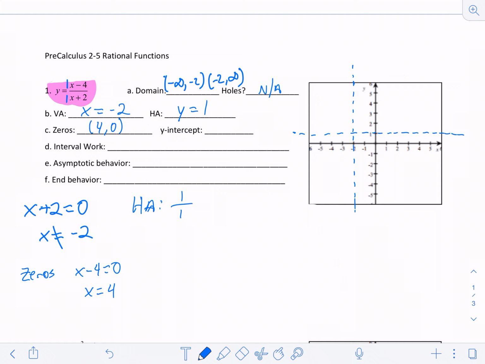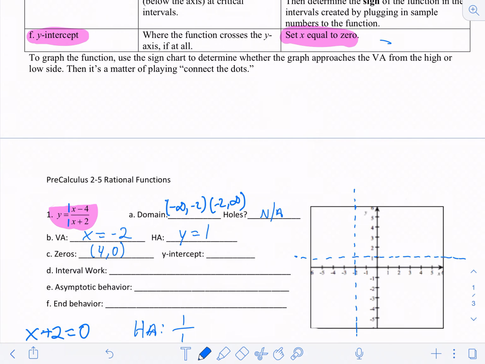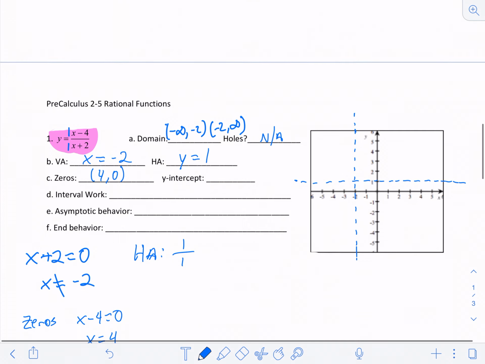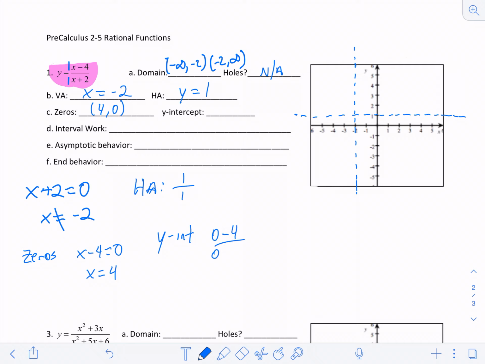And what about my y-intercept? My y-intercept, as it says here, is where we set x equal to 0. So wherever x is equal to 0, that's going to be my y-intercept. So let's plug in: 0 minus 4 over 0 plus 2. And that gives me negative 2, right? Negative 4 over positive 2, which is negative 2. So my y-intercept is going to be at 0, negative 2. So I can plot those 2 points as well. I've got 4, 0, which is right there on my graph. I've got 0, negative 2, which is right there on my graph.